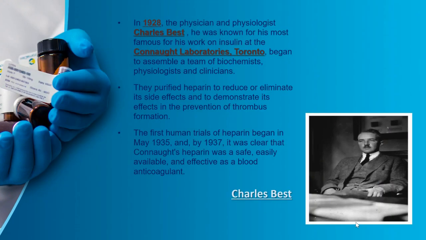In 1928, the physician and physiologist Charles Best, who was known for his famous work on insulin, at Connaught Laboratory, Toronto, began to assemble a team of biochemists, physiologists, and clinicians. They aimed to purify heparin to reduce or eliminate its side effects and to demonstrate its effect in the prevention of thrombus formation. The first human trial of heparin began in May 1935, and by 1937 it was clear that Connaught's heparin was a safe, easily available, and effective blood anticoagulant.